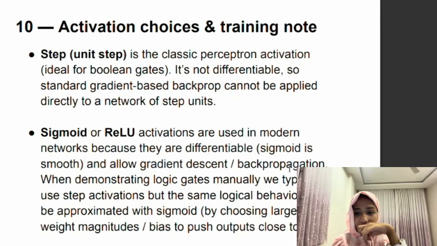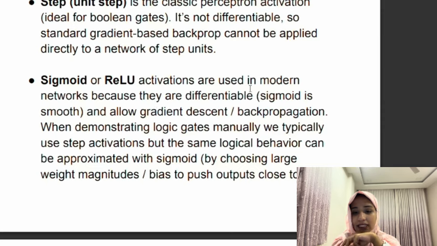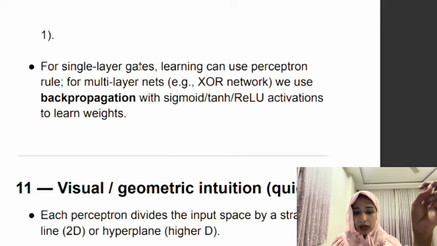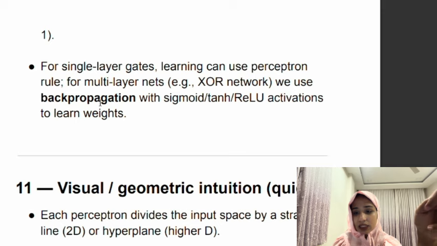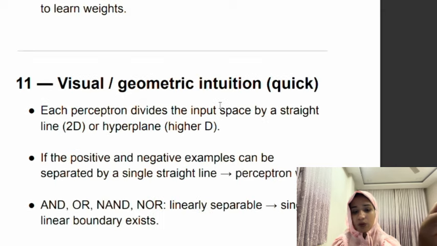Activation choices and training note. Step is the classic perceptron activation. It's not differentiable, so standard gradient-based backprop cannot be applied directly to a network of step units. Sigmoid activations are used in modern networks because they are differentiable and allow gradient descent propagation. Manually, we typically use step activations, but the same logical behavior can be approximated with sigmoid. For single layer gates, learning can use the perceptron rule. For multi-layer networks, we use backpropagation with sigmoid.